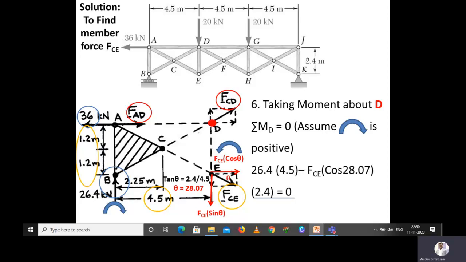So you can see that 26.4 into 4.5 is positive as we discussed, and FCE cos 28.07 multiplied with the 2.4 is counterclockwise moment, so I substituted in negative. Okay, so once you are substituting, easily you can calculate the FCE value is equal to 56.1 kilonewton. So we got in positive, that means the force which is acting on the member CE is in tension.